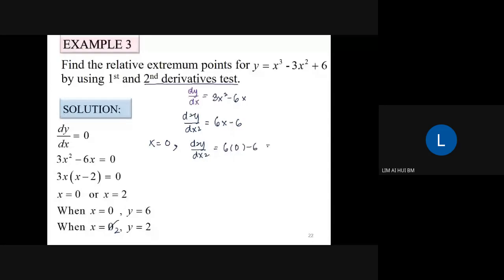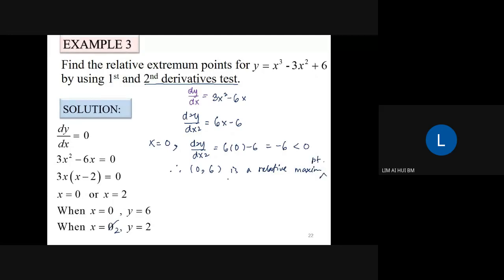Just now in your notes, when the d2y/dx2 shows the value of negative, means that (0, 6) is a relative maximum point. Okay, so you buat conclusion macam itu.